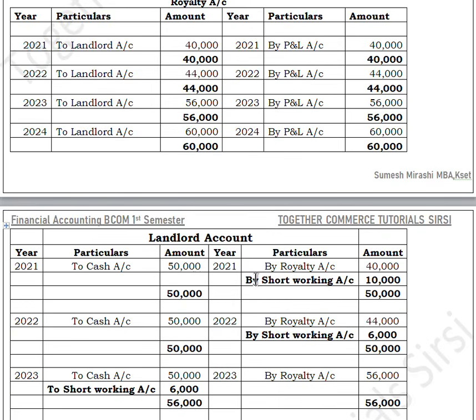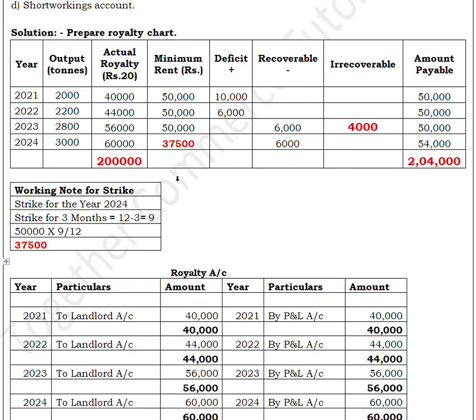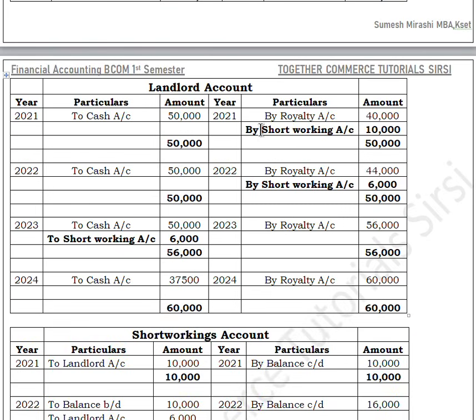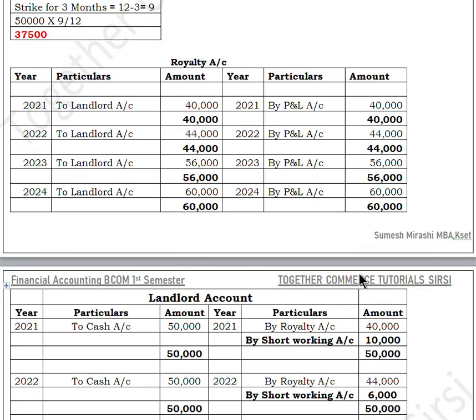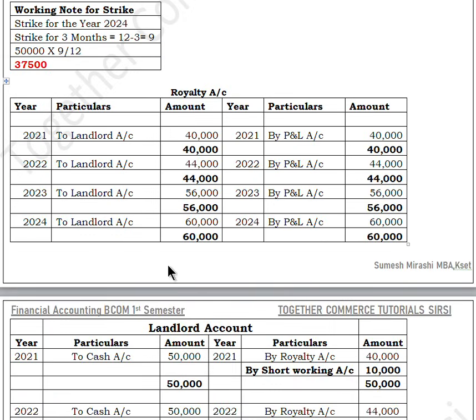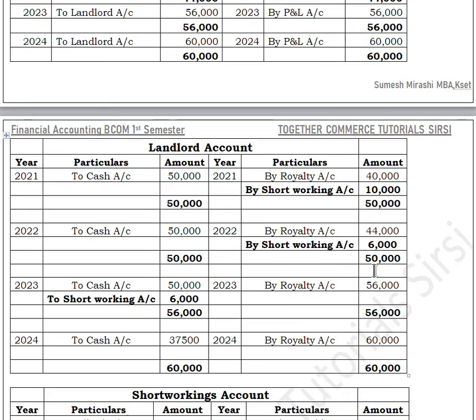Then on the By side, you should write all the royalty amounts here. By Royalty, By Royalty, By Royalty. If you can see here, you will see all the royalty amounts: 40,000 for the first year, 44,000 for the second year, 56,000 and 60,000. So these two entries are simple. Once again, landlord account: To Cash, By Royalty. To Cash are all the minimum rent amounts. By Royalty are all the amounts from the royalty column.